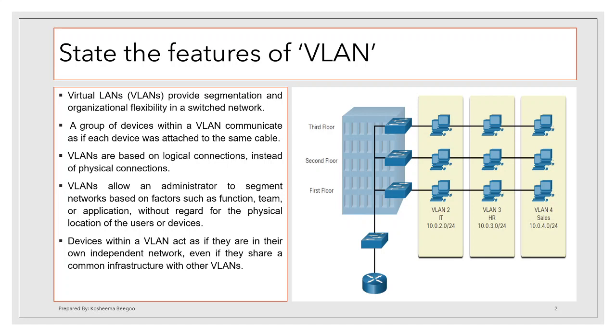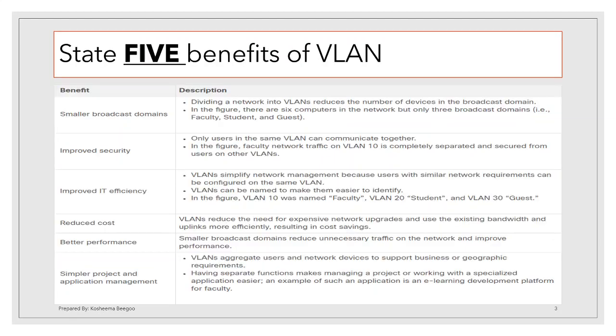Wherever they are, if VLAN 10 has to talk with VLAN 10, wherever they are in the network, they get access. Devices within a VLAN act as if they are in their own independent network because they share a common infrastructure. Now, the benefits of VLAN: smaller broadcast domain, improved security, improved IT efficiency, reduced cost, better performance, and then we have simpler project and application management.